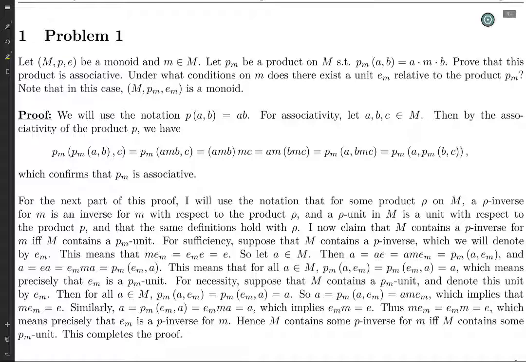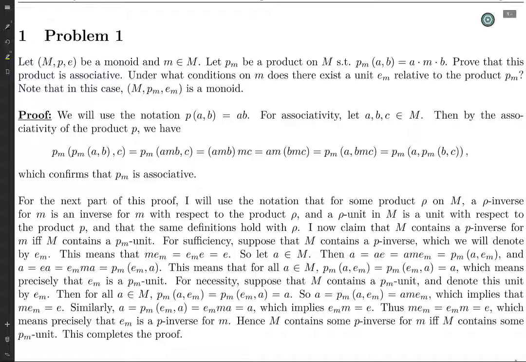But anyway, so we're going to let p, lowercase p, be just the normal product because that will help out with differentiating between them. So you've got proof of associativity, so you take three elements in M, so then we know that the product p is associative, just because it's a product of a monoid, and so by definition or by assumption it's associative.